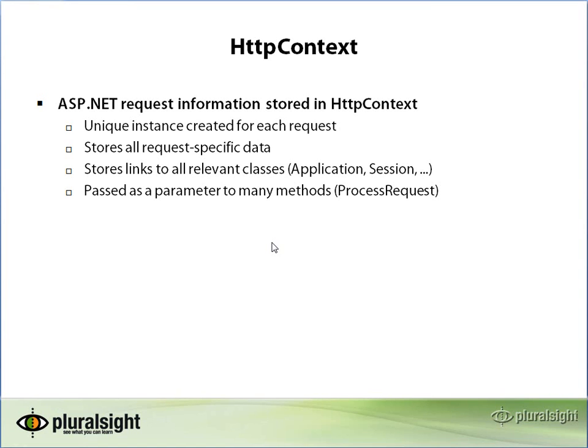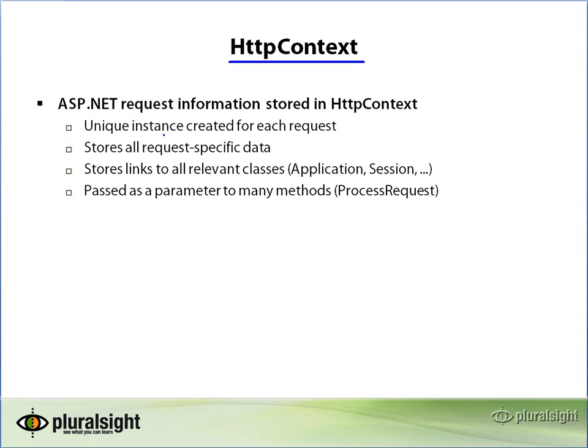Now, before we jump into building applications, modules, and handlers, let's first take a look at the HTTP context class, because this is something you'll end up using in most of those extensibility point implementations. So the context class, as I mentioned, is created uniquely with respect to each request that comes in. So you'll have a distinct instance of this class for each request that comes in.